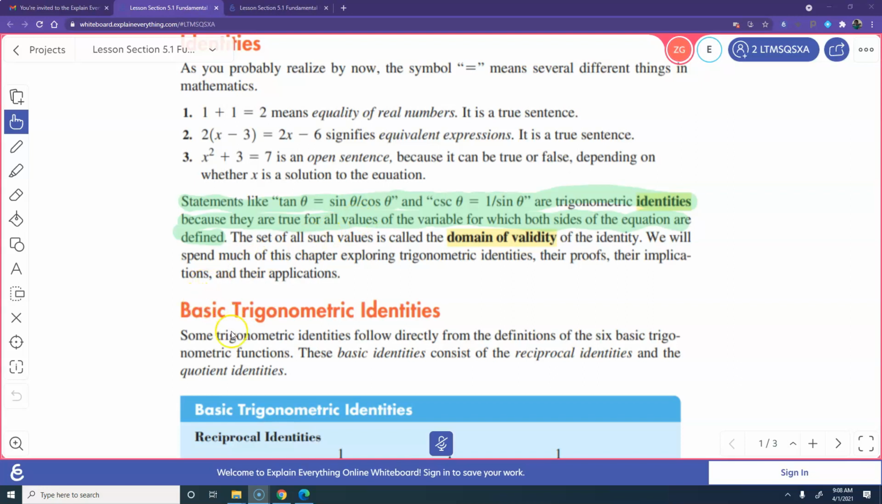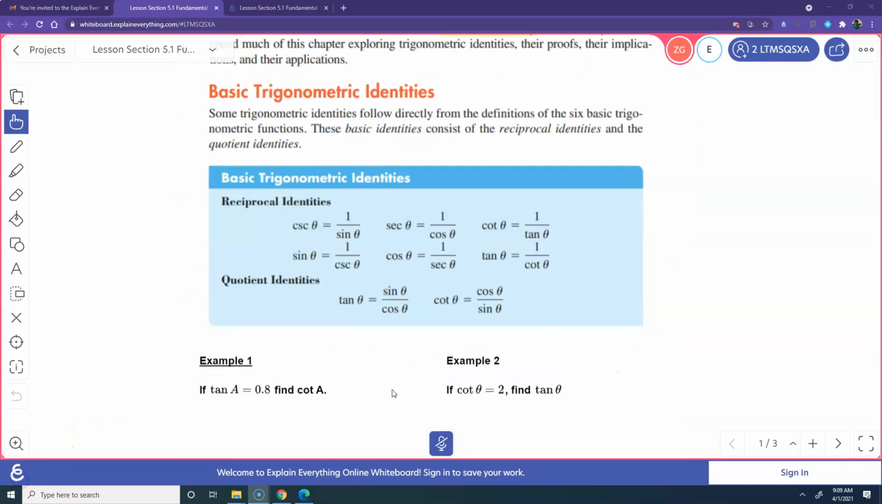I'm going to start off with the basic trig identity. I would say these are your foundation identities. It says some trig identities follow directly from the definitions of the 6 basic trig functions. So for example, we've already gone over this. Cosecant is equal to 1 over sine theta. Secant is equal to 1 over cosine theta. Cotangent is equal to 1 over tangent theta. Sine theta is 1 over cosecant theta. Cosine theta is 1 over secant theta, and tangent is 1 over cotangent theta.